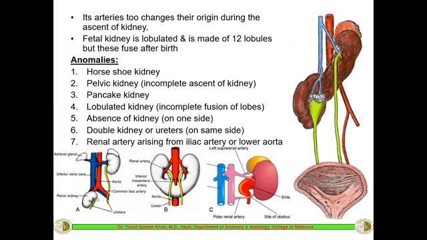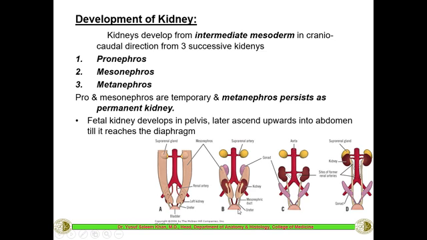When it is ascending upwards, a very important change is that even the arterial supply of the kidneys changes. Initially, if you can see here, when it is in the pelvis, it is supplied by the iliac arteries. These are the iliac arteries which are supplying the kidney. Then as it starts ascending, the arteries also keep on changing themselves. So the blood supply, when it ascends into the lower part of the abdomen, will be by the lower part of the abdominal aorta.